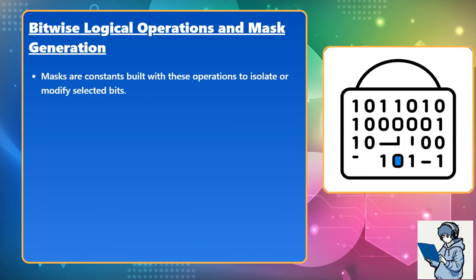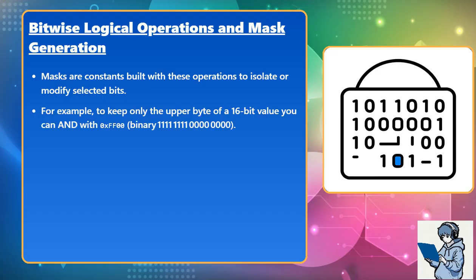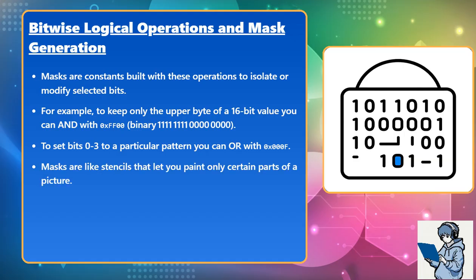Masks are constants built with these operations to isolate or modify selected bits. For example, to keep only the upper byte of a 16-bit value, you can AND with 0xFF00, binary 1111111100000000. To set bits 0 to 3 to a particular pattern, you can OR with 0x000F. Masks are like stencils that let you paint only certain parts of a picture.